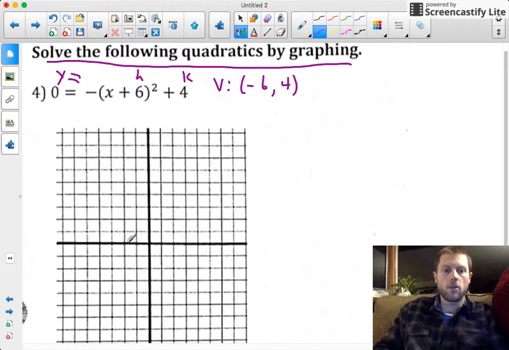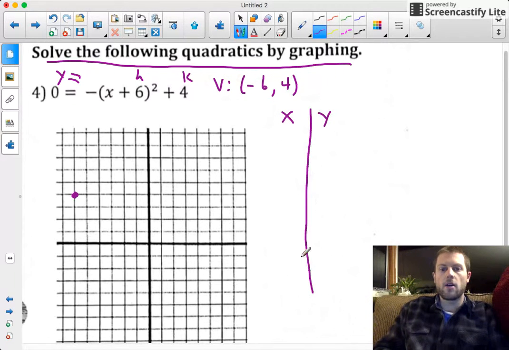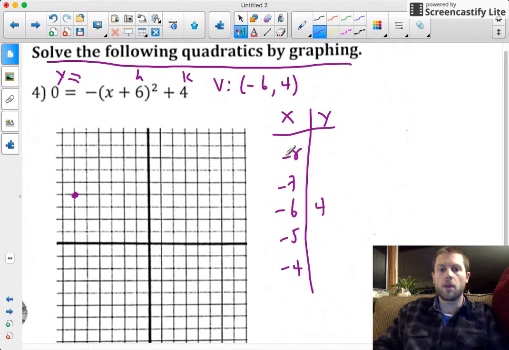So negative 1, 2, 3, 4. 1, 2, 3, 4, 5, 6, and 1, 2, 3, 4. Here's my vertex. At this point, I'm ready to make a table and figure out what the rest of my values are. Let's put the vertex in the middle, negative 6, 4. Let's get a couple points to the left and a couple points to the right. From here, I'm going to be plugging in x values and evaluating to find my y.